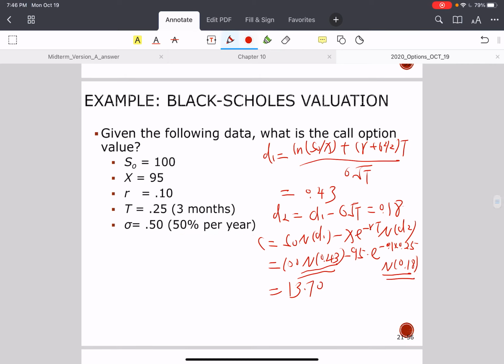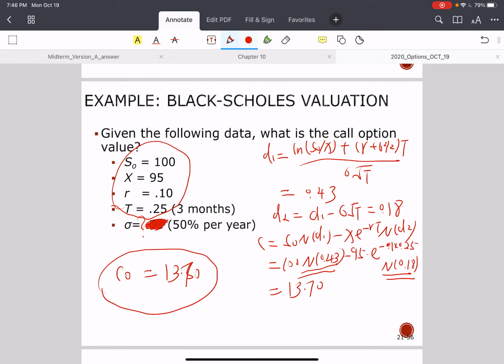So in this example, we have these 5 data points, and we can find out the call price, right? So this basically implies that if I don't know the volatility, and if you tell me the call price is 13.70, then given these 4 data and this additional call price, I can solve sigma, right? I can solve sigma equals 50%.